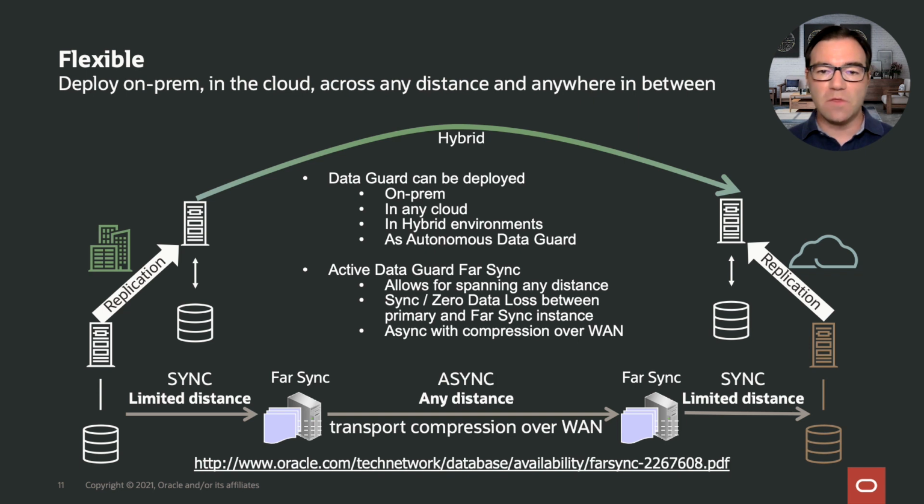On the very left, you see the typical on-prem deployment where you have a primary and a standby. Now, if you'd like to have a standby in the cloud, that will be very possible. That would be a hybrid scenario, and that is supported with DataGuard for any cloud. You can have the standby in any cloud, given that your primary is on-prem.